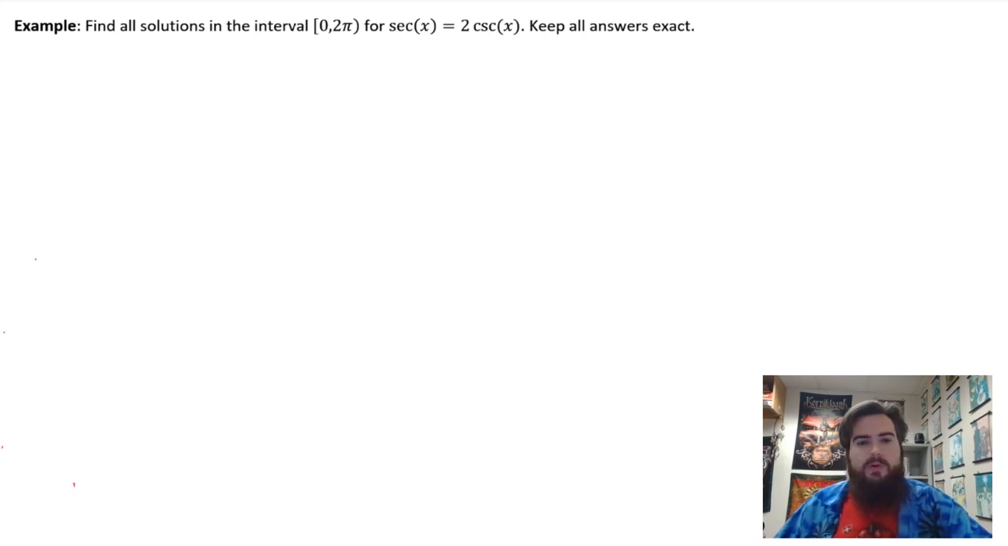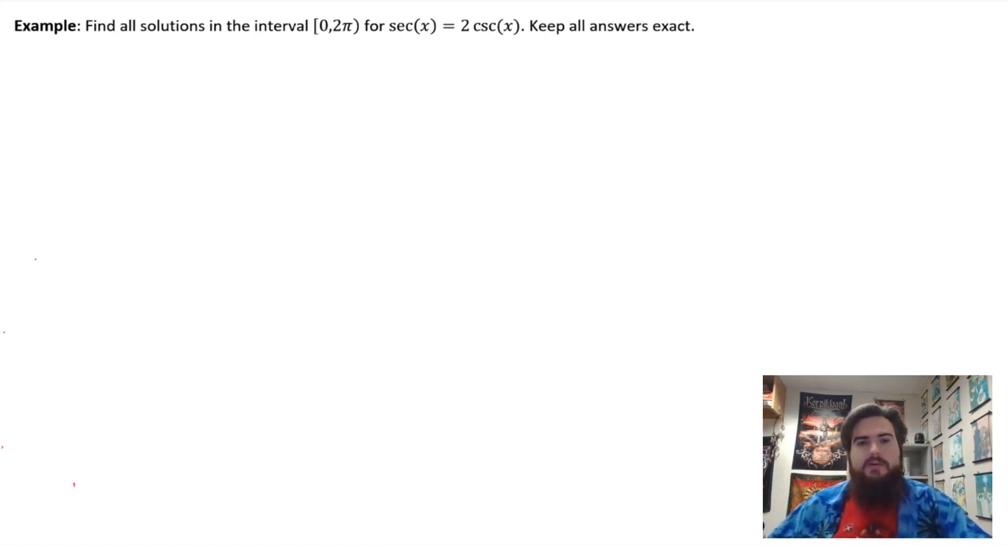In this example, we will find all solutions on the interval 0 to 2 pi for secant of x is equal to 2 cosecant of x. We're going to keep all answers exact. Now for this problem, note that we are going to find all solutions on a particular interval, meaning that our final answer should not involve a full infinite solution set of plus 2 pi k.